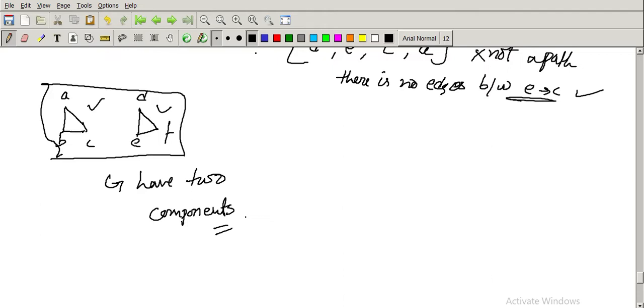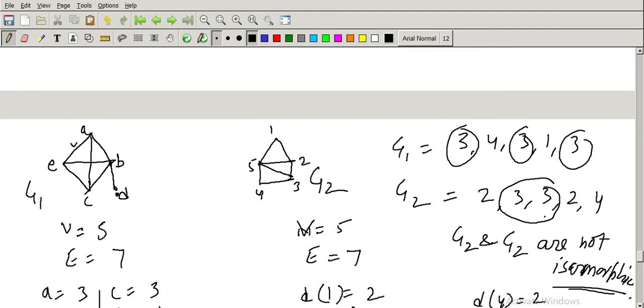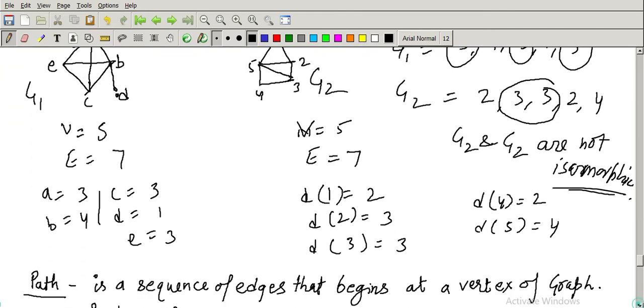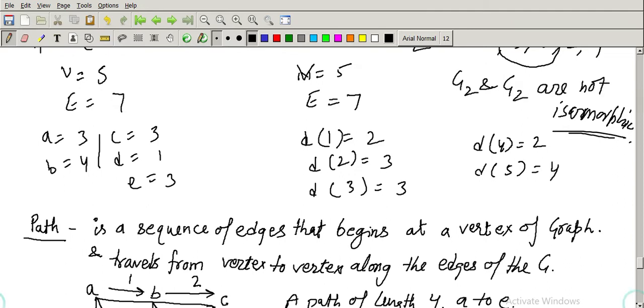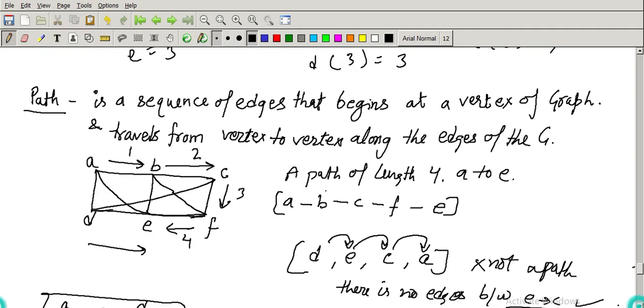Now I talk about your circuit. So a circuit is like this. In this previous example, we have a circuit. Circuit means circuit, cycle. So what do you mean by a circuit?